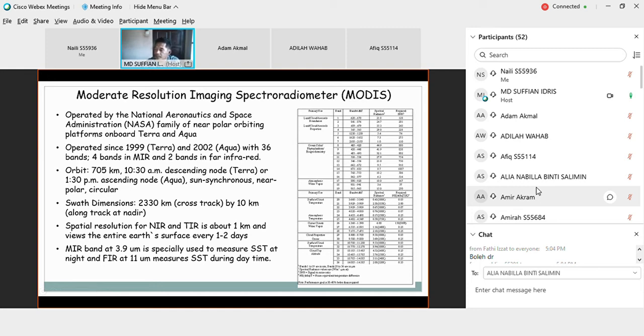Spatial resolution, we know MODIS spatial resolution is 1 km. It views the Earth every one to two days. Because there are two satellites, you can get data every day. Mid infrared is at 3.9 or 4 micron, especially used to measure SST at night. Far infrared at 11 micron measures SST at day and night. So there are two during day and night.